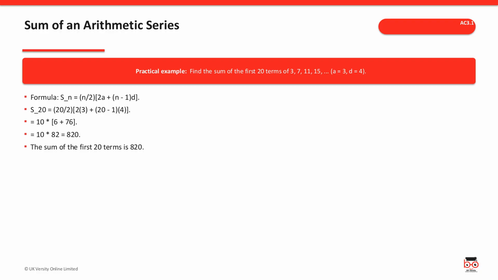Now let's total up a whole run of terms. To sum the first 20 terms of 3, 7, 11, 15, we use S sub n equals n over 2, times the quantity 2a plus n minus 1 times d. Putting in 20 terms, with a equal to 3 and d equal to 4, gives 10 times the bracket 6 plus 76. That's 10 times 82, which comes to 820.